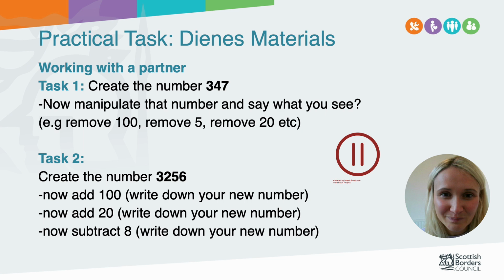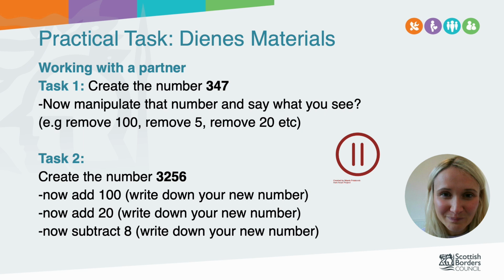And then once you have done that, we would like one person within the partnership to start manipulating that number. So they could either remove some of the Deans or they could add some extra Deans. And as they do that each time, we would like the other partner to say what they see. So that's task 1. If you have either a place value chart, you're very welcome to use that, or you could use a cherry diagram. Again, that's really nice, bringing in those pictorial approaches to support you with using the concrete.